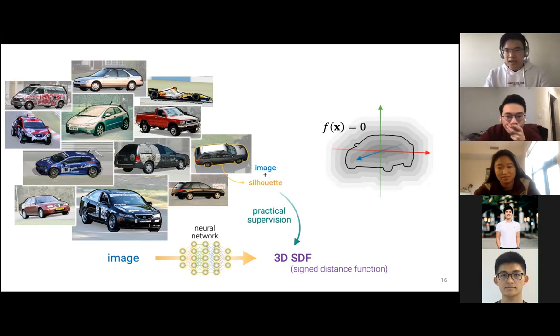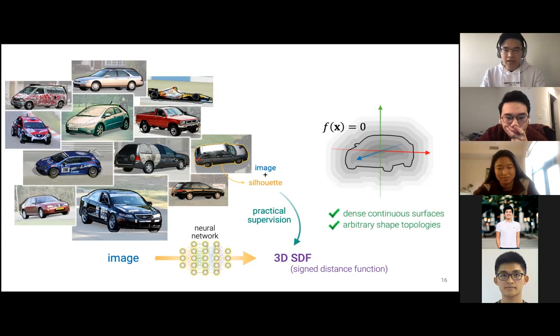All the points that output the value zero are defined to be on the surface. Depending on what the function is learned to be, these surfaces can take on different forms and form arbitrary topologies as well. They also have the advantage of forming dense continuous surfaces.